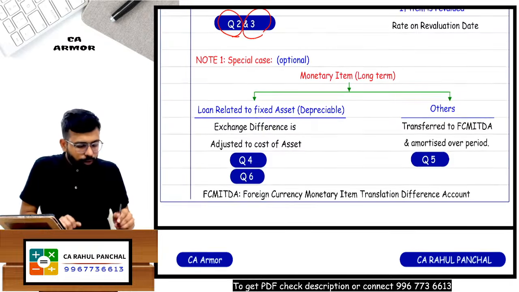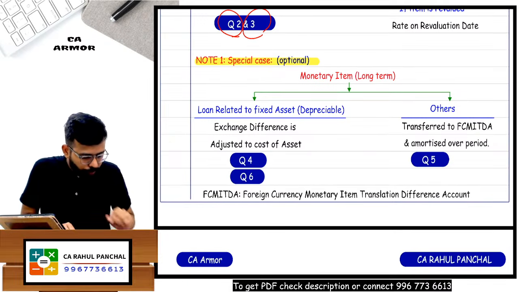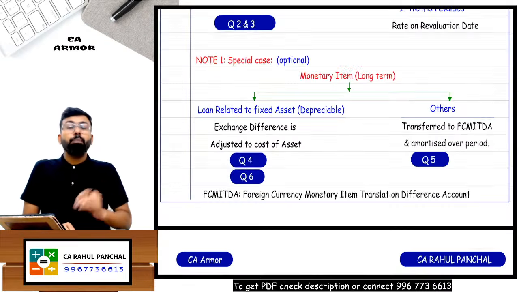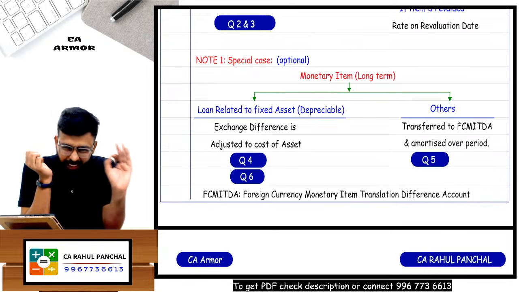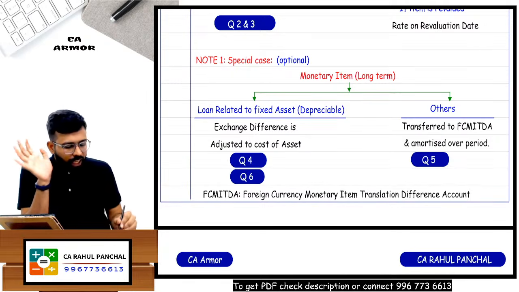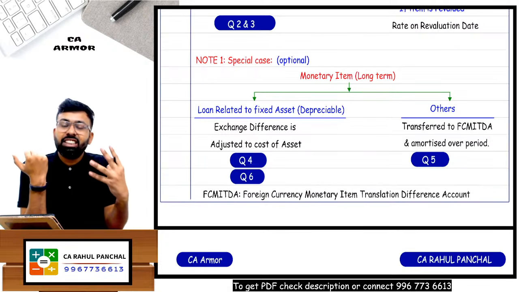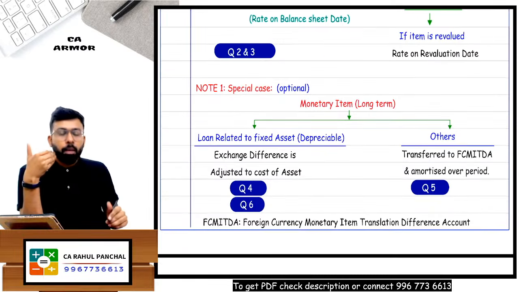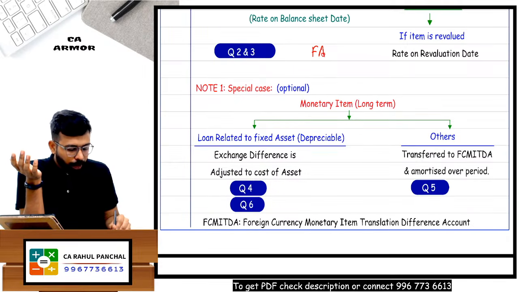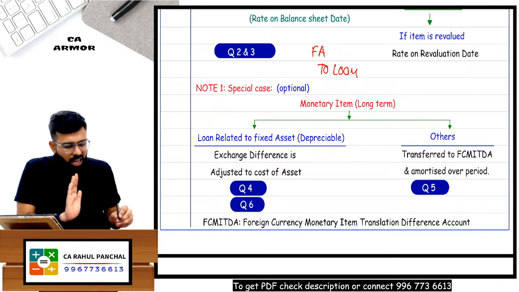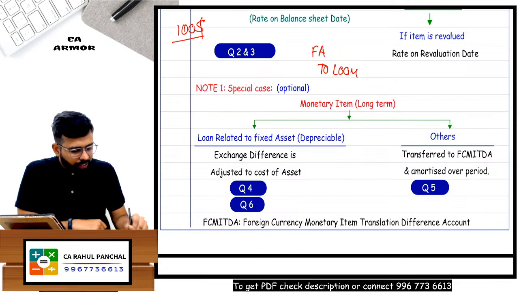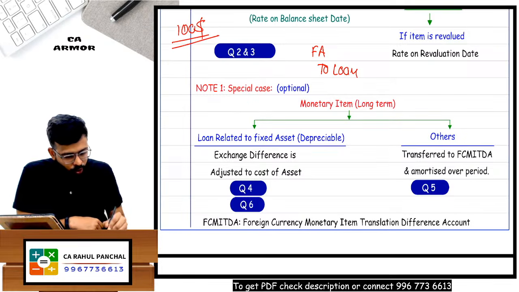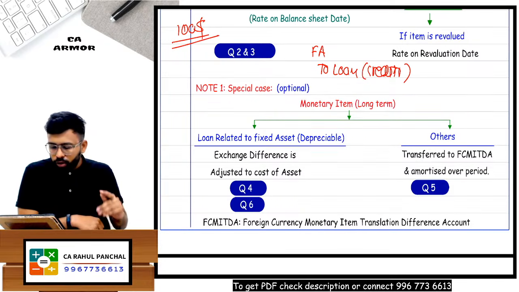Now, there is one special note. One option is given and which is acceptable also. Like if you take a loan to buy a fixed asset, let us say if you purchase a fixed asset, that is PPE, so fixed asset to loan. Okay. Now the loan was for 100, the asset was for $100, we will say, or fixed asset to loan, or we can say fixed asset to creditors. Kind of a loan which we have.